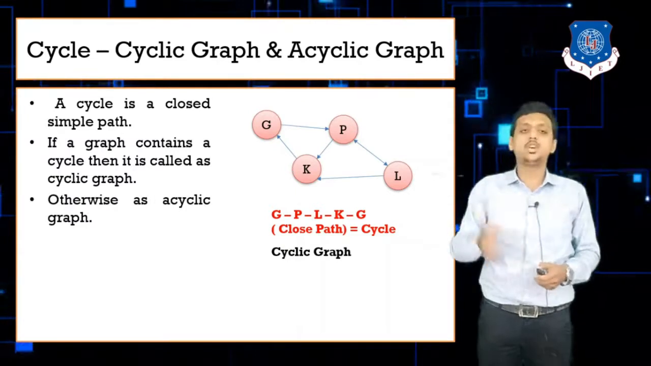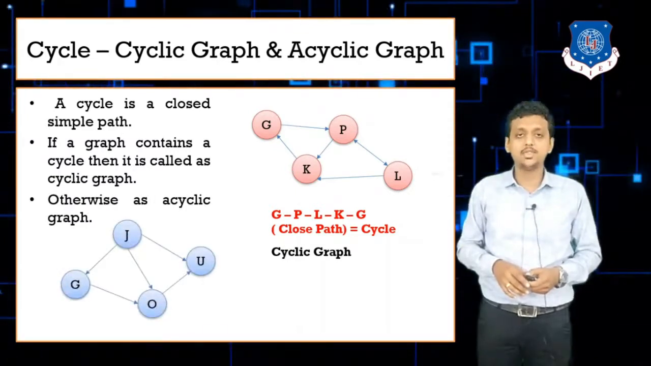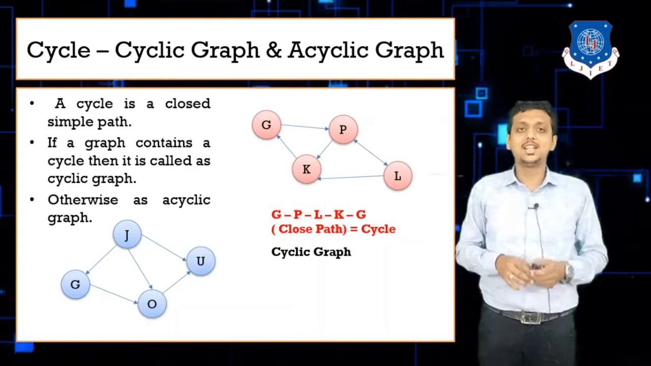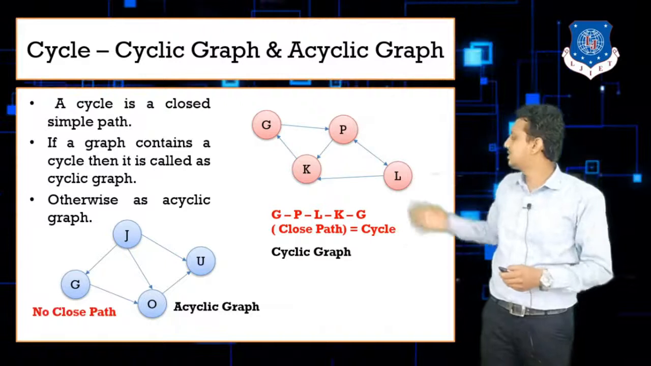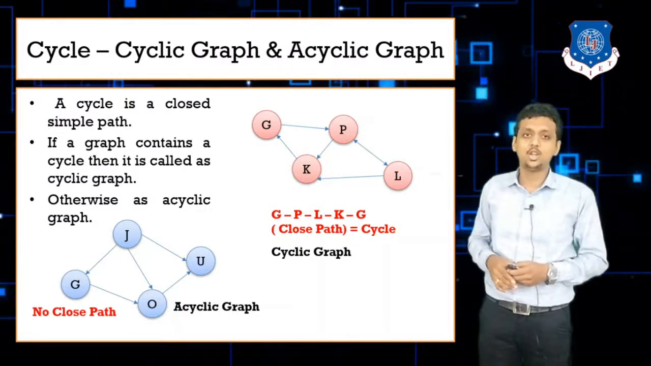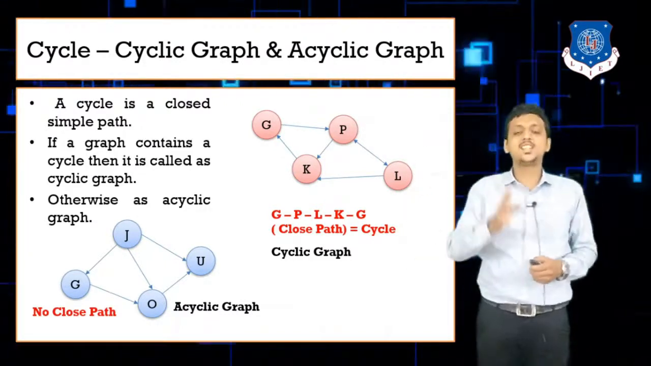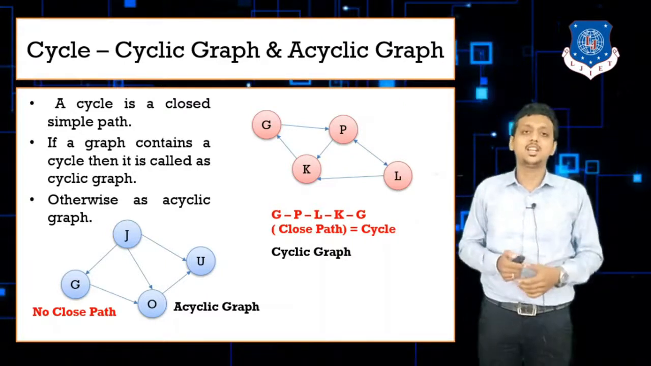Now, next we have, students, the acyclic graph. A graph that does not contain any cycle is known as an acyclic graph. Okay, so let's see. Here it is, G, J, U and O. See, this graph does not contain any cycle or closed path. That's why it is known as an acyclic graph.